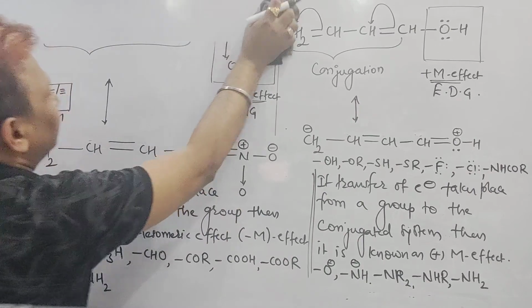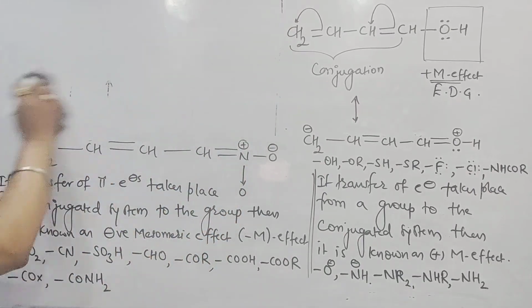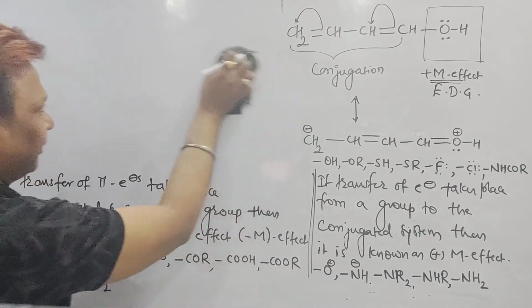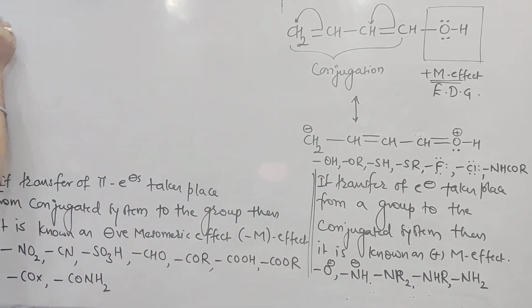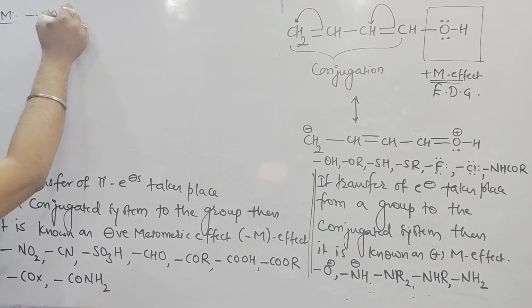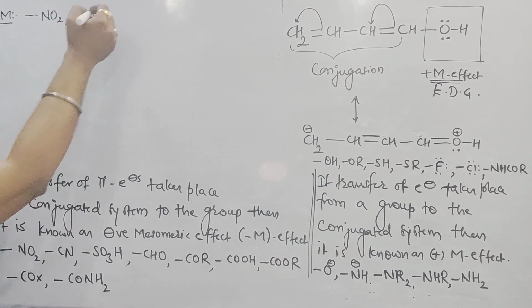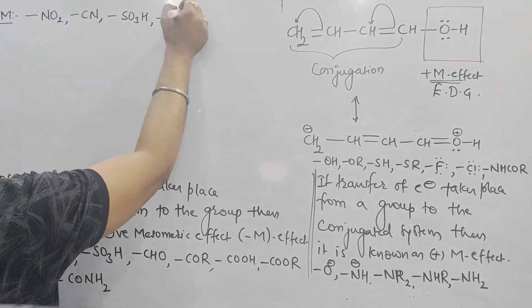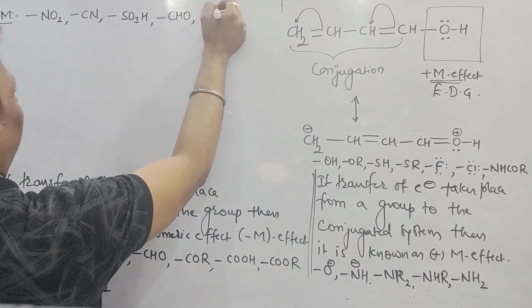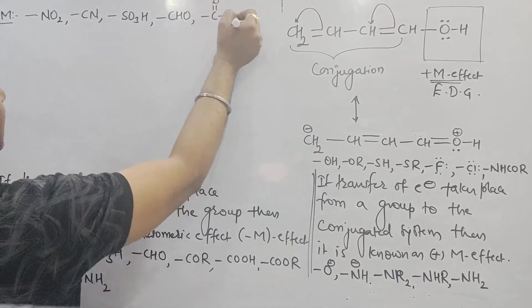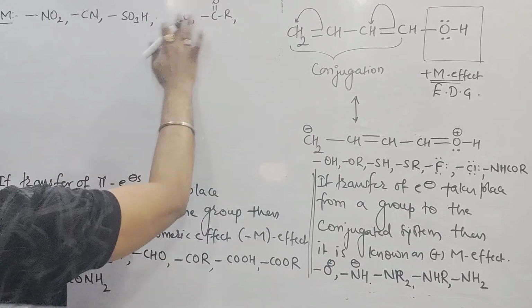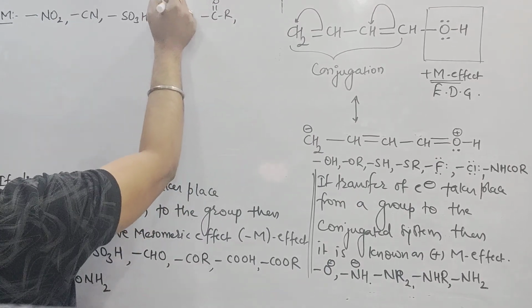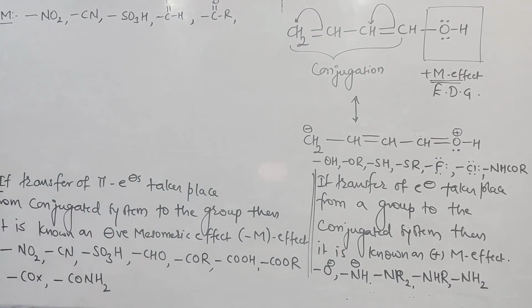Now we understood what are the plus M and what are the minus M. But overall, in the exam, what do we have to remember? We have to remember the order of minus M effect and the order of plus M effect. So minus M, will you remember? One is NO2, then CN as cyanide, then sulfonic acid. We can say aldehyde CHO, then ketone C double bond O R, the double bond is there. Even CHO is there, we can write C double bond OH for aldehyde.